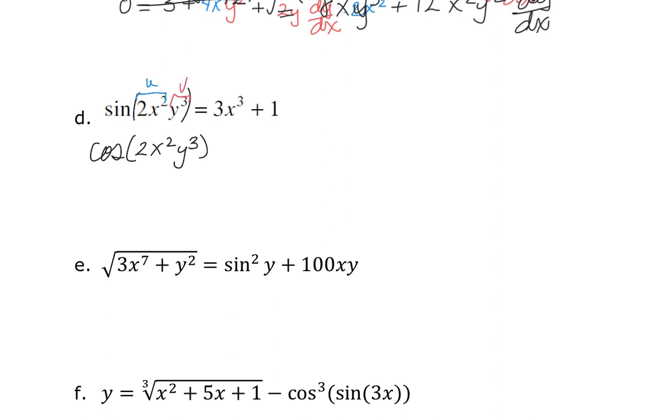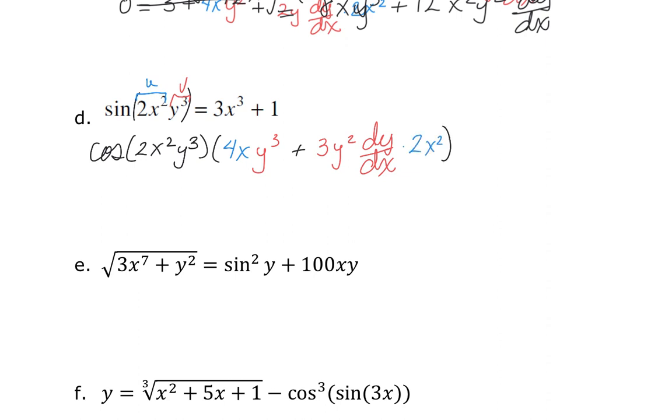So the derivative of u is going to be 4x multiplied by v, which is y cubed, plus the derivative of v, which is going to be 3y squared dy/dx, multiplied by u, which is 2x squared.